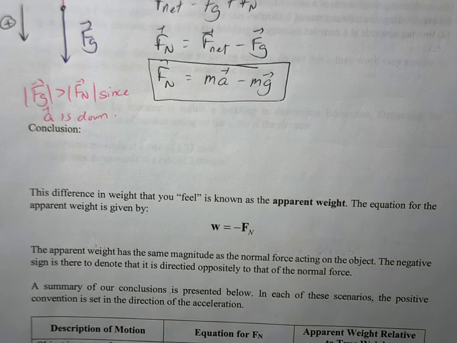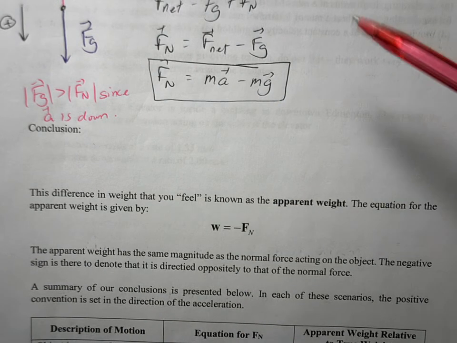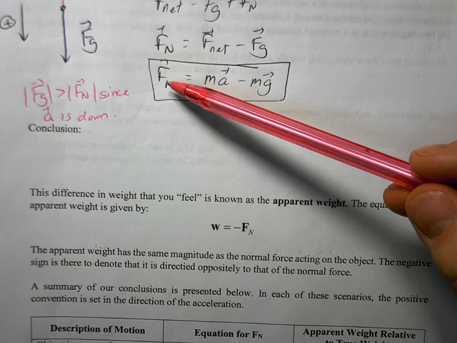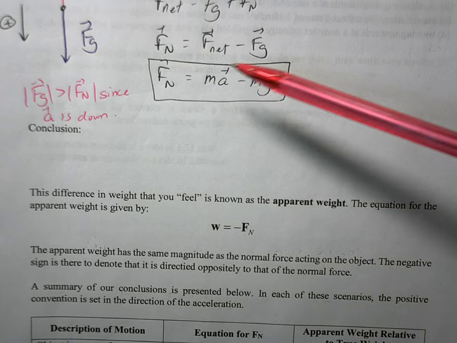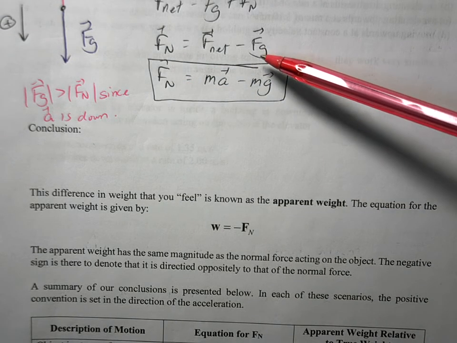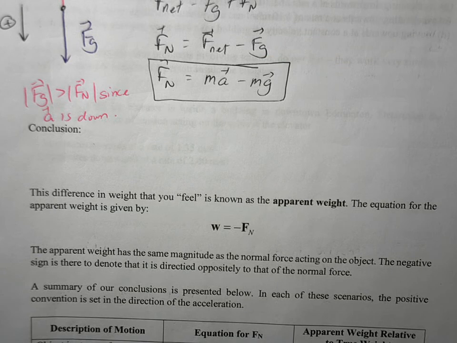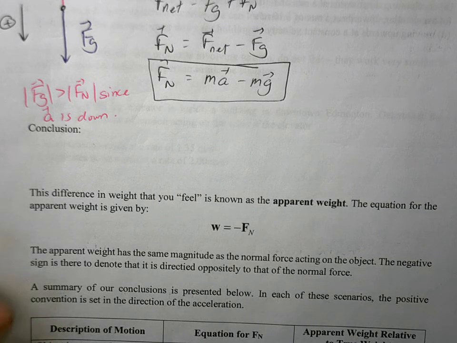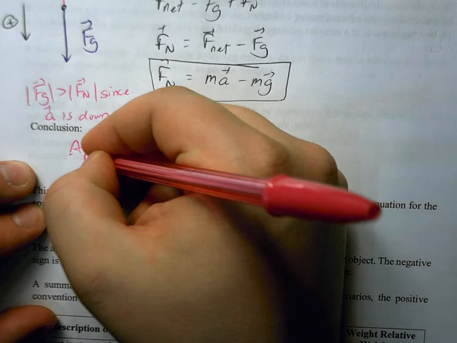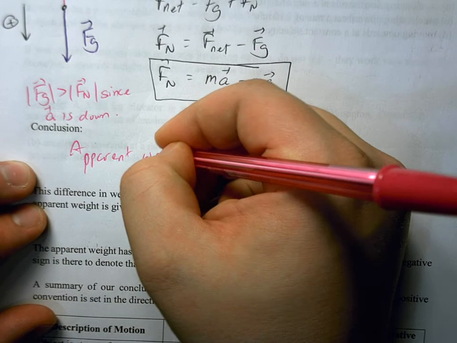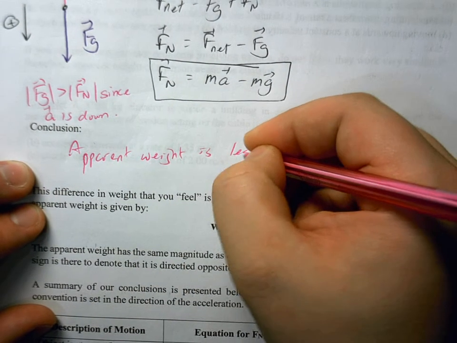What we can take from this is that the magnitude of the normal force, in this case, is going to be less than the magnitude of the force of gravity. What that tells us is that the apparent weight is smaller than the true weight. What this means in this context is you feel lighter. So the apparent weight is less than the true weight.